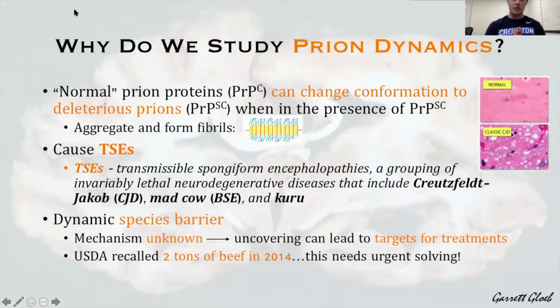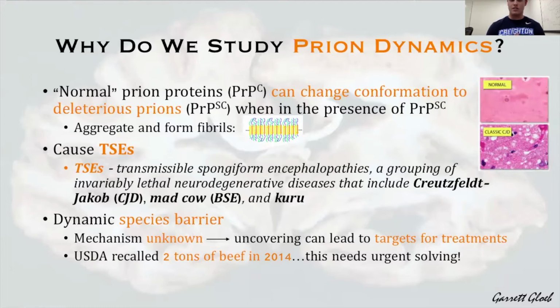First, it's important to know that normal prion proteins, called PrPC, can change conformation to deleterious prions, PrPSc, in the presence of PrPSc. They aggregate and form fibrils that cause transmissible spongiform encephalopathies, called TSEs. A grouping of invariably lethal neurodegenerative diseases, these TSEs include Creutzfeldt-Jakob disease, mad cow, and Kuru.